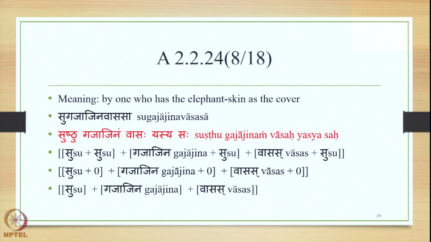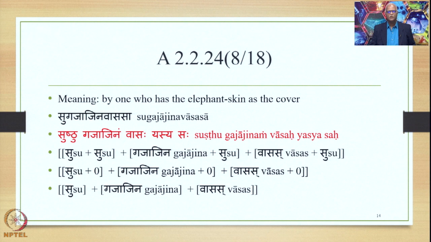Next is sugajājina vāsasā. The meaning to be conveyed here is one who has the elephant skin as the cover. So the laukika vigraha here is suṣṭhu gajājinam vāsaḥ yasya saḥ. The alaukika vigraha is su plus su plus gajājina plus su plus vāsas plus su. So there are three padas getting simultaneously compounded.